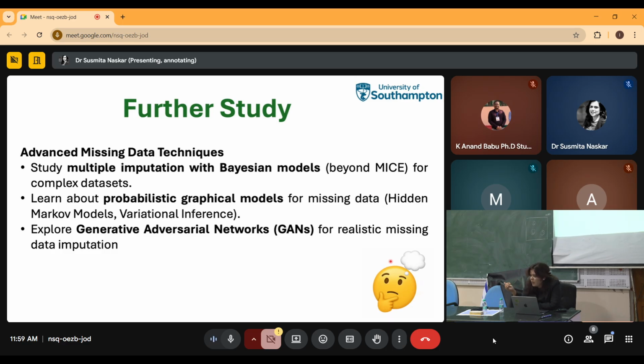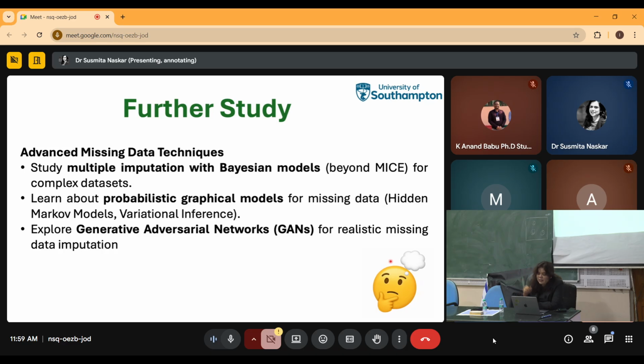We have talked about MICE, but beyond that, if you try to talk about multiple imputation at the same time, then try to use the Bayesian model for complex data sets, because we are nowadays always worried about big data sets, complex data sets. So please go and have a look into that.